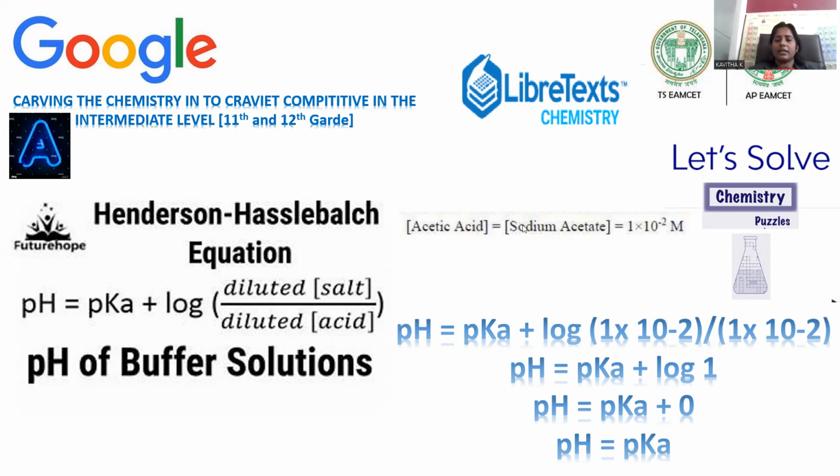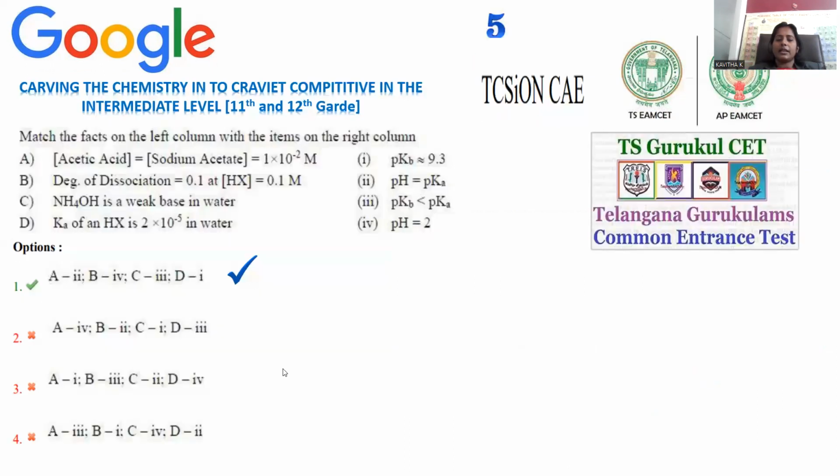Here we have acetic acid and sodium acetate, whose concentration is given as 1 into 10 to the power negative 2, right? So let's put over here pKa plus log of 1 into 10 to the power negative 2 by 1 into 10 to the power negative 2. Both the terms are exactly equal, so we can cancel them out. Log 1 value is 0, no? So log 1 will become 0. So if log 1 is 0, pH is equal to pKa. pH is equal to pKa is the correct answer.